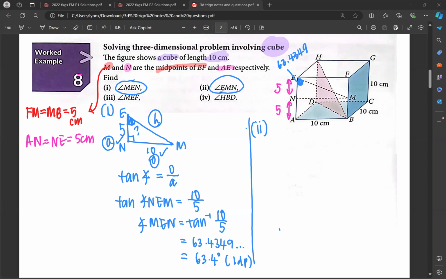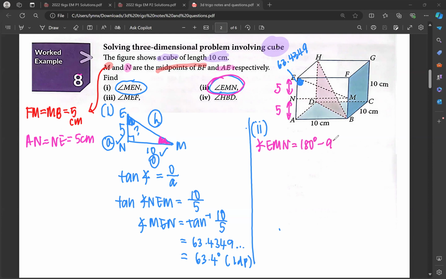Next, we'll do EMN. Okay, so right now, guys, can we see EMN? You need to ask yourself, EMN belongs to which right angle triangle? Yes, it's in here. So actually, do I have to go and do my working again? No need, because I already have the information ready, right? So this EMN is very easy. How do I find EMN?